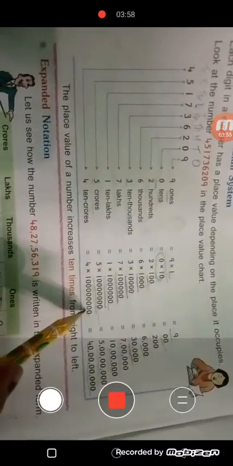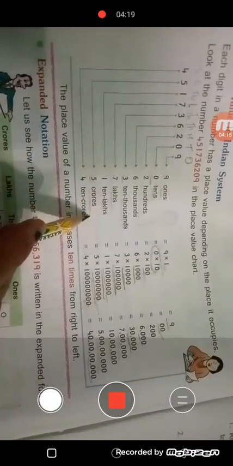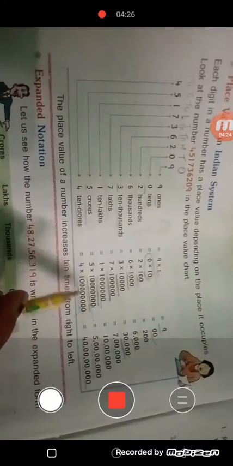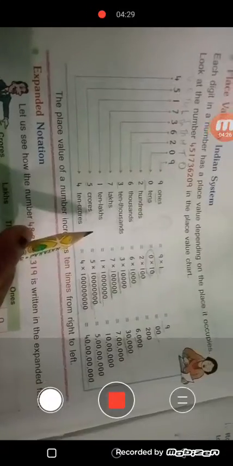So you should learn. In ones there will be no 0. In tens there will be 1 zero. In hundreds there will be 2 zeros. In thousands there will be 3 zeros. In 10,000s there will be 4 zeros. In lakhs there will be 5 zeros. In 10 lakhs how many zeros will there be? 6 zeros. In crores we have 7 zeros, and in 10 crores there are 8 zeros. You should know how many zeros are there in crores, lakhs, hundreds, tens, ones. Okay, now I think we should move forward.